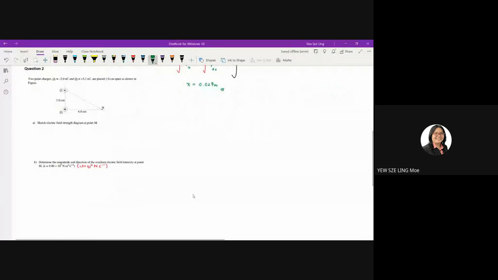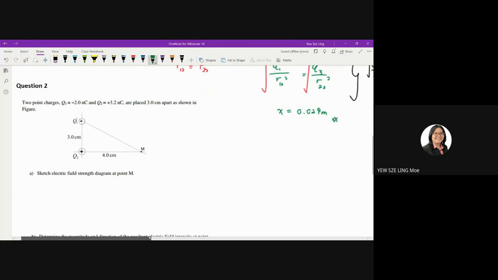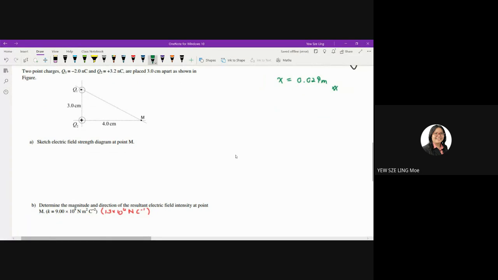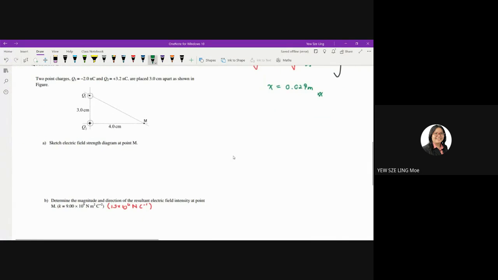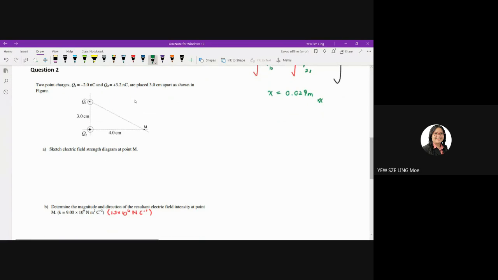So now let's look at question number 2. Now this question is very similar to your example 2. Again, I'm going to give you 10 minutes to solve this question. See whether you can do it by yourself or not. Just remember, now you are looking at electric field strength. You are not looking at force anymore. So how are you going to sketch the electric field strength diagram in this case?